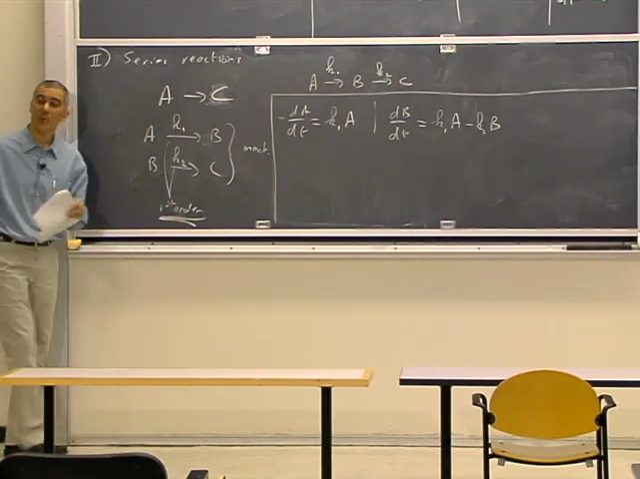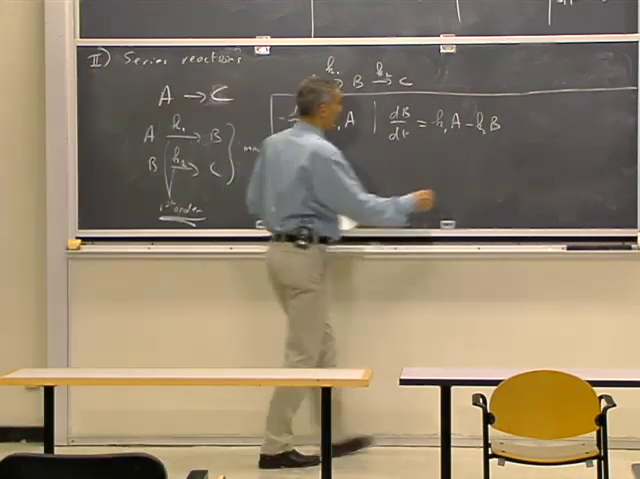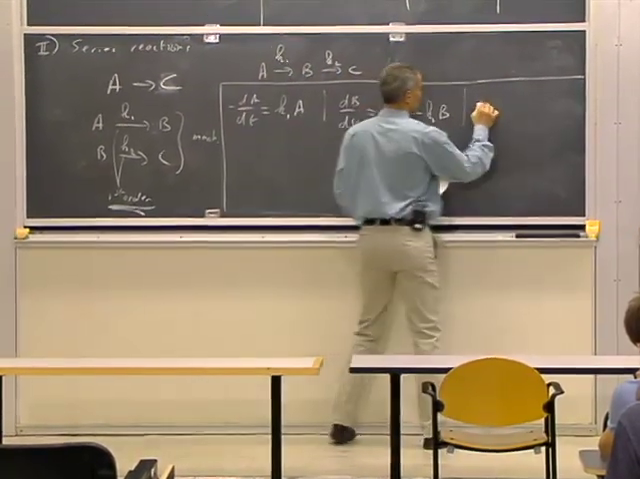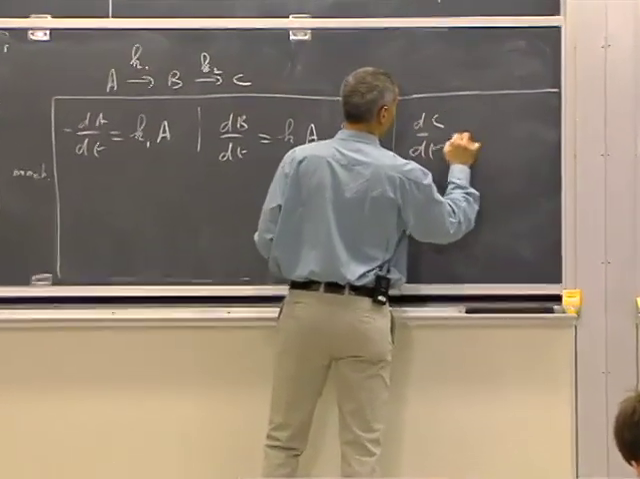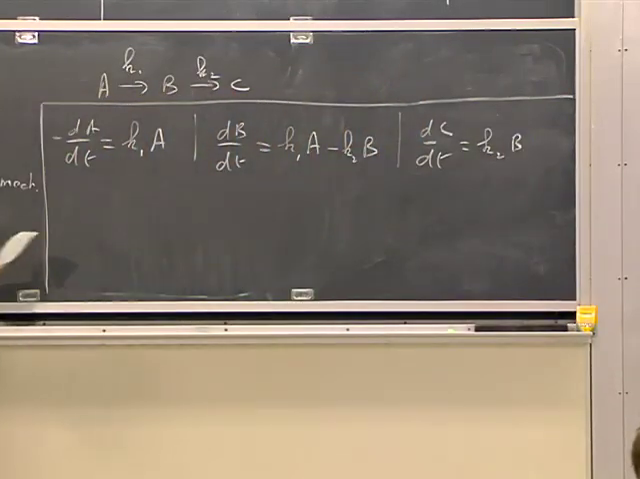Okay, initially. Then we'll make one of them second order and things will become very complicated and we'll throw up our hands. But for now, let's not throw up our hands quite yet. And for dC/dt, there's only one way it can be formed, which is first order, by destroying B. And we have a couple differential equations here.